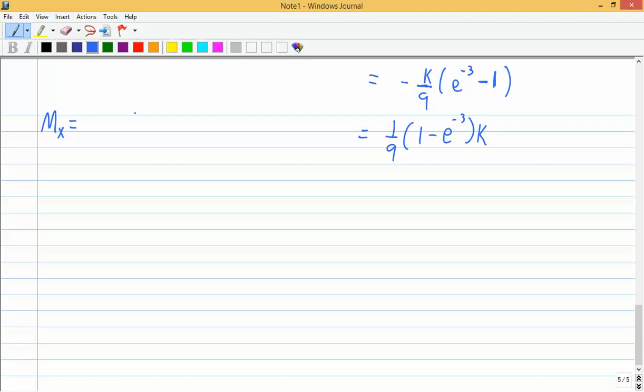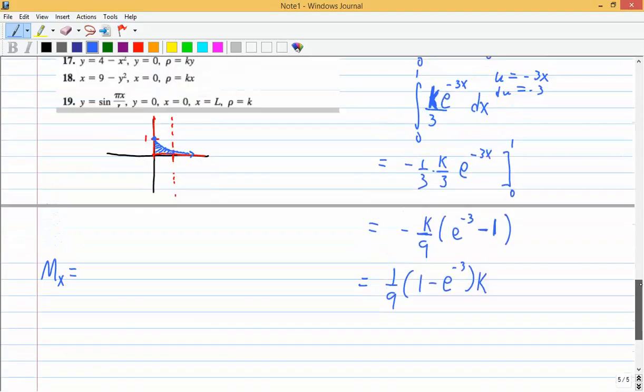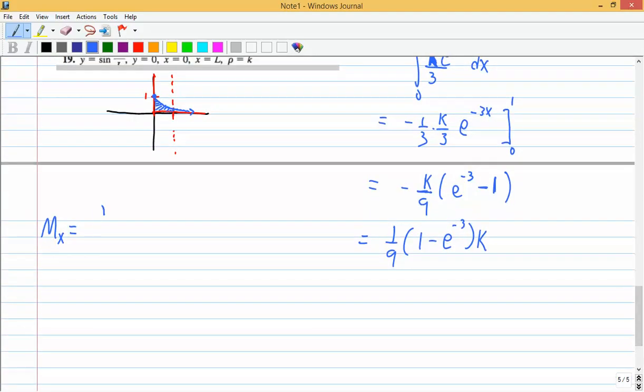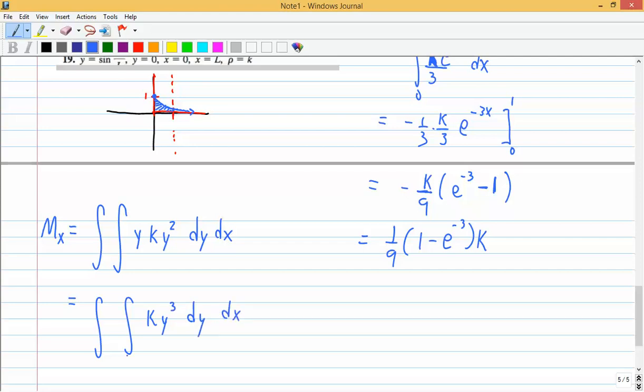Remember, we pretty much use the same formula. The only difference is that whenever you take the moment about the x, you put a y in front of your density function. So as far as the way we set everything up, it's all going to be the same, except we're going to have a y in front of my density function, which, yes, makes that y what? Cubed. So it's going to be ky cubed dy dx.